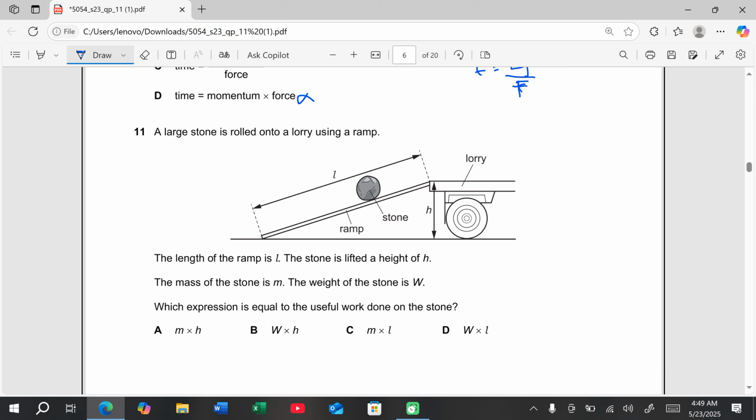The diagram shows a burning candle. Which energy is associated with a burning candle? That's very easy, it's chemical. In all fuels there is chemical energy.